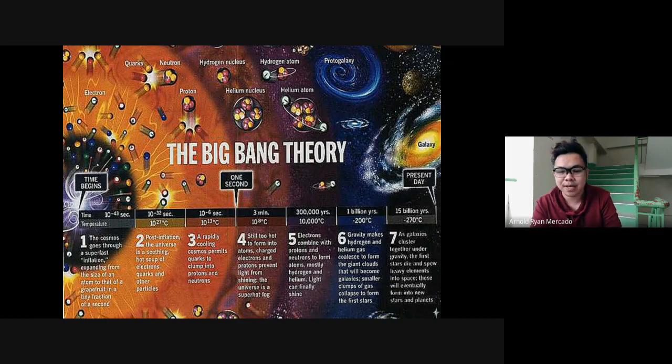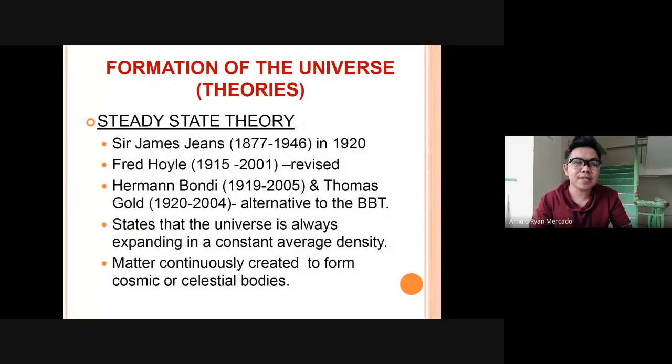Then the last part is as galaxies cluster together under gravity, the first stars die and heavy elements into space appear. This will eventually form into stars and other heavenly bodies like planets. So, gano'n lang siya kasimple yung Big Bang Theory. So, ito pa yung isang theory, no?